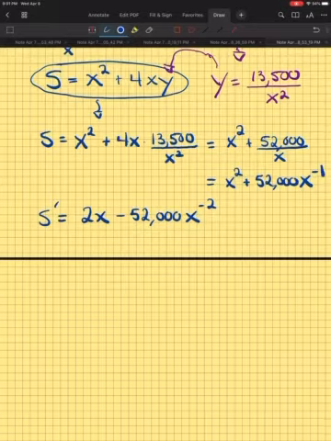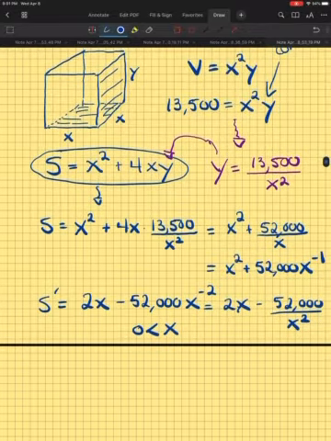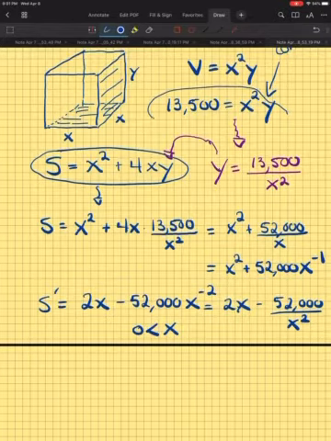And let's go ahead and rewrite this in a little bit friendlier form. That's 2x minus 52,000 divided by x squared. And now what we need to do is locate the critical numbers. Notice in this particular problem, there is no smallest value. All we know is that x has to be greater than 0. And let me point out why x can't be 0. If x is 0, look up at our constraint equation. If x is 0, there's no way you can pick a y value that when you multiply it by 0 squared, would give you 13,500.